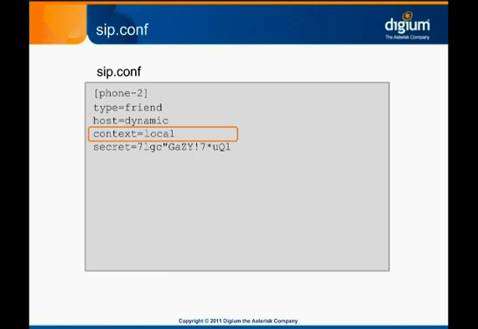The local context will contain extensions for dialing in the local calling area. This might be for phones in a public area or for call center representatives who never need to transfer calls long distance. The long distance context will contain extensions for dialing long distance.